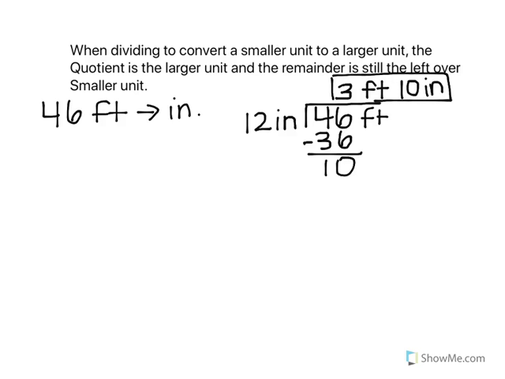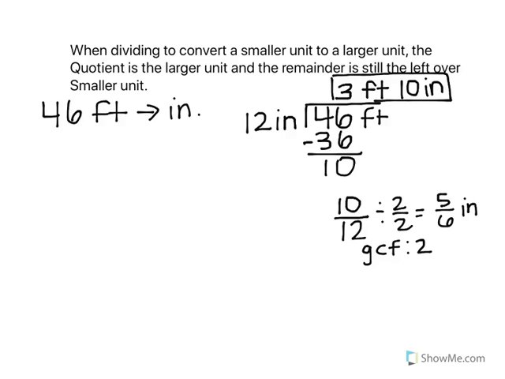And just to show another example of how to write this, we know that the remainder was 10. Our divisor is always our denominator. And so my GCF would be 2. Now divide that by 2, and I would get 5/6 of an inch. So 3 feet and 5/6 inches.